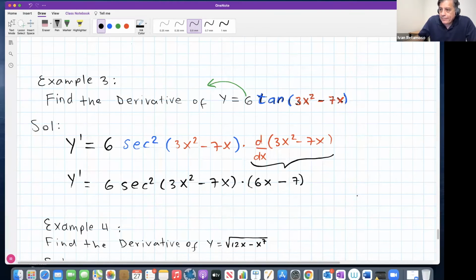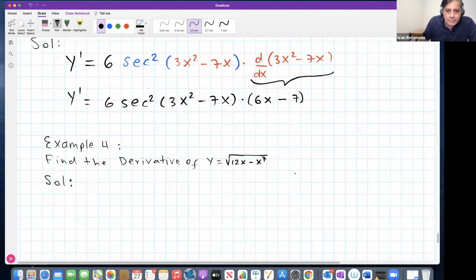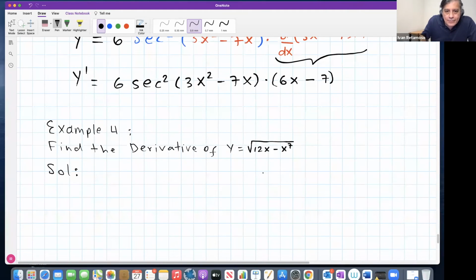All right, now let's show what to do if you encounter this radical as part of your composite function. Find the derivative of y equals square root of 12x minus x to the 7. Quickly, again, identify clearly your outside function. This will be your outside function, the radical function, the square root function, to be precise. And the inside function should be the function that is inside, right?